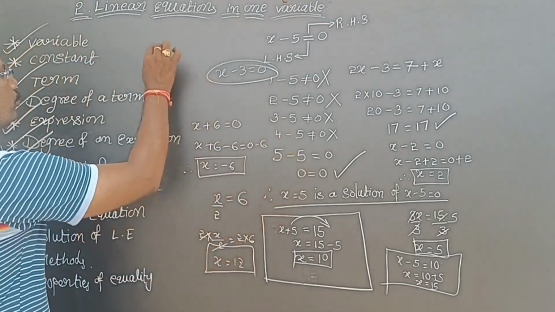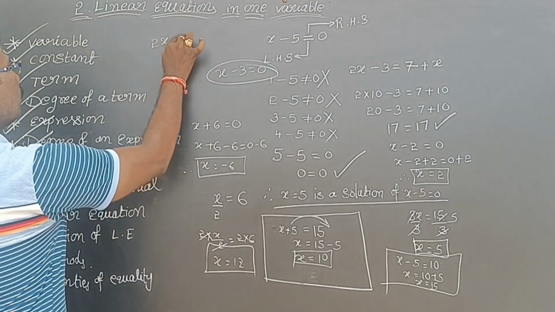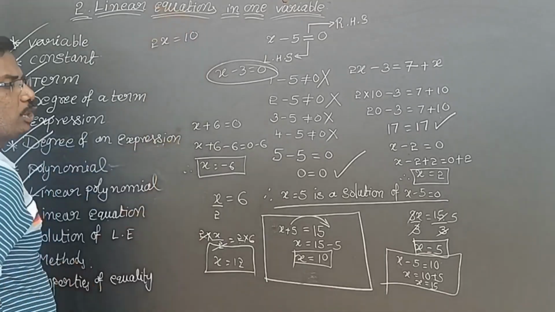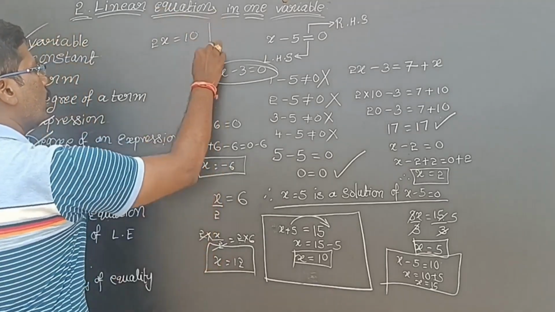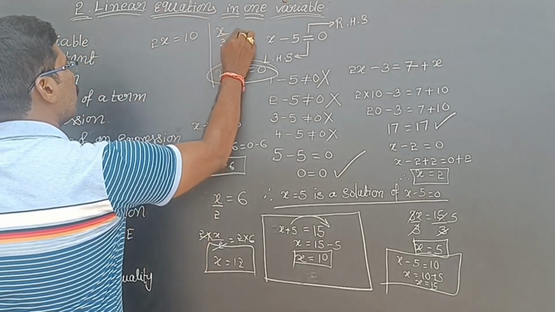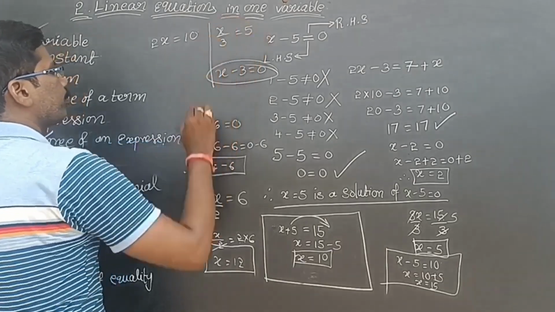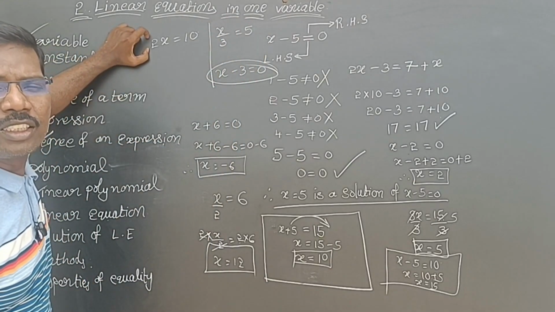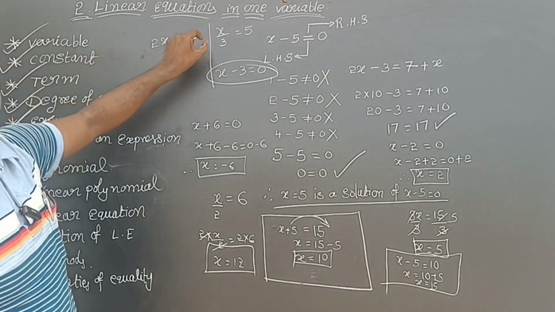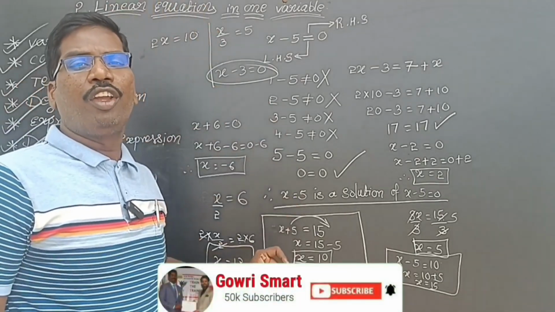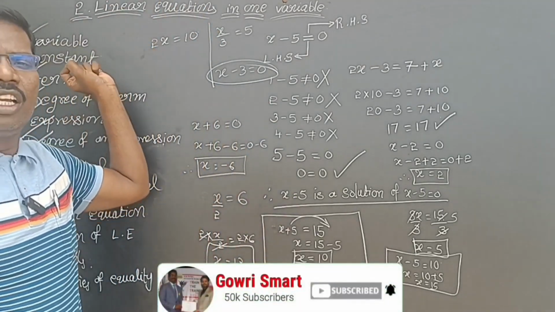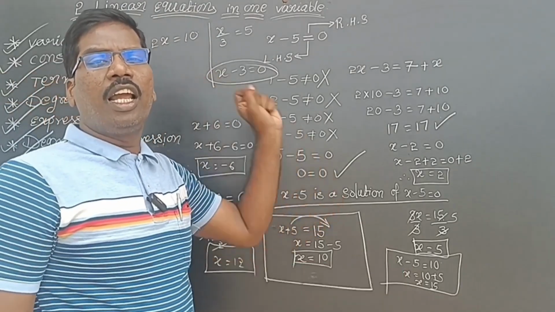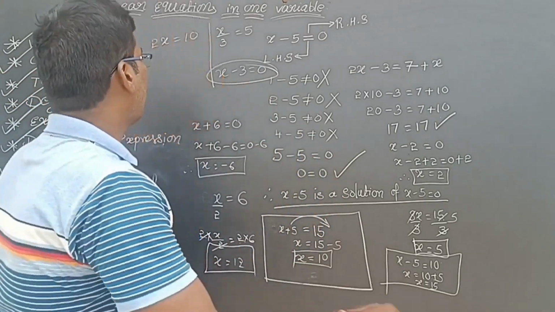Now one more thing. 2x is equal to 10. And also, x by 3 is equal to 5. This 2 is multiplying on this side. If I transport this 2 to that side, it will divide. If anything is multiplying on the left side, then if you transport it to the right side, it is dividing.